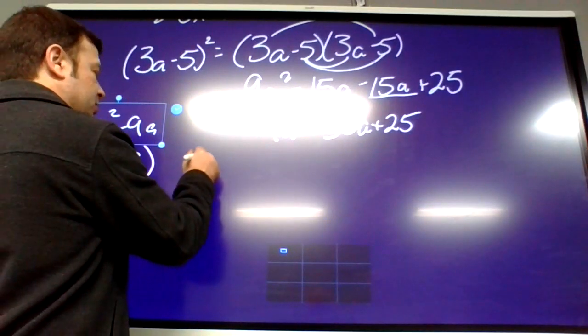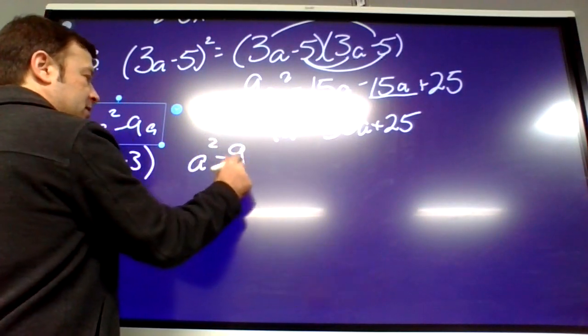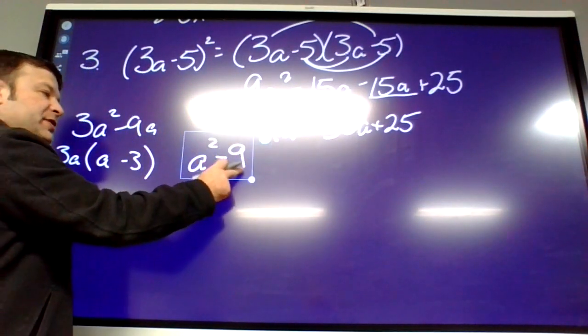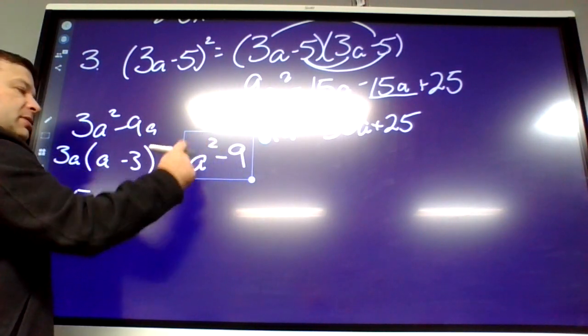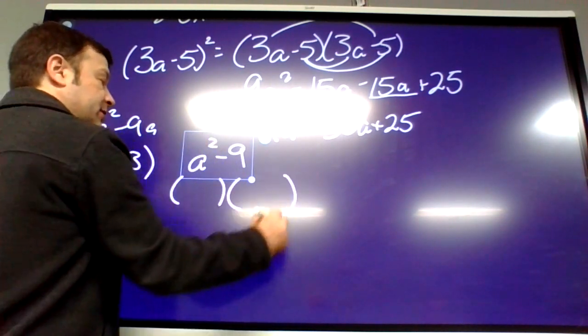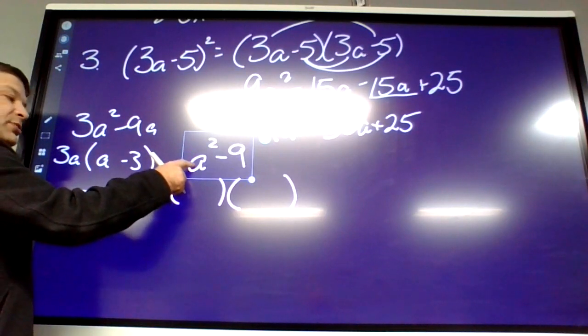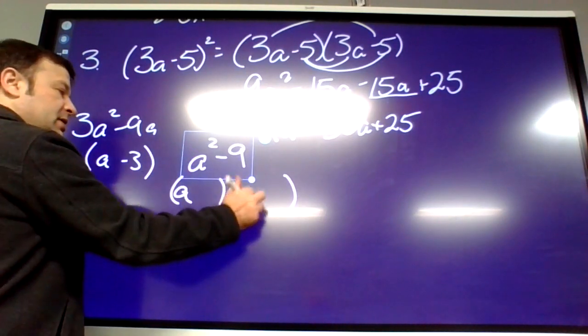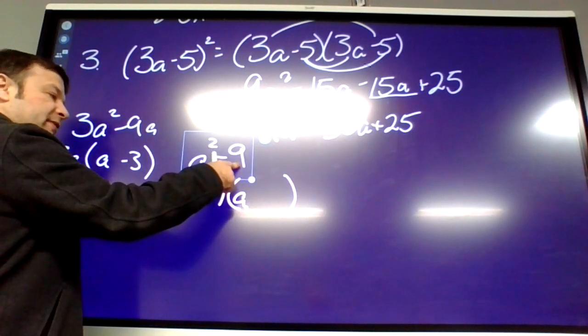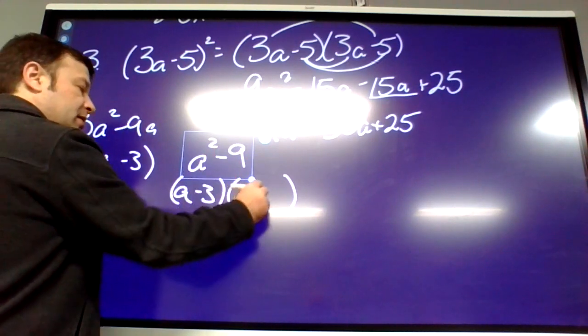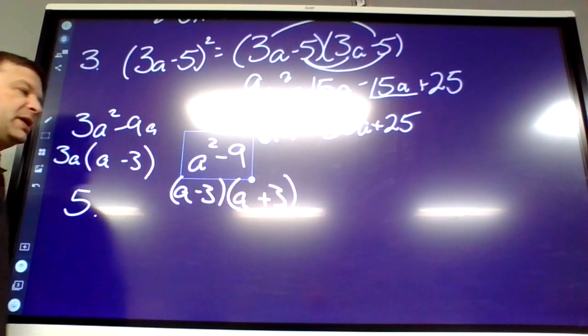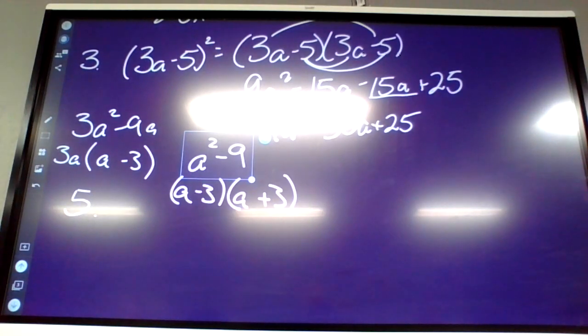Second was a square minus a square. Squares are things that have square roots. A square minus a square factors into 2 parentheses. What's the square root of a squared? A and a. What goes into negative 9? 3 and 3, but 1 should be negative. So that's how square minus square works.